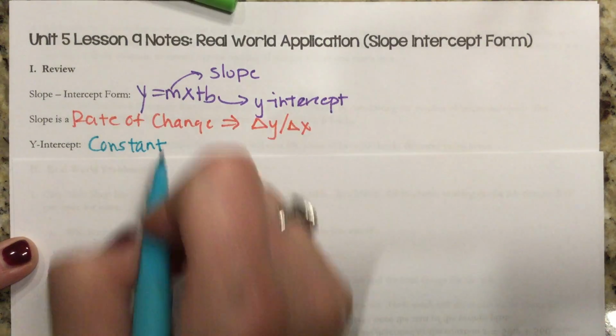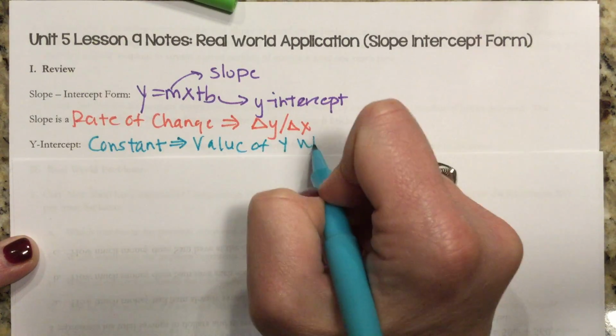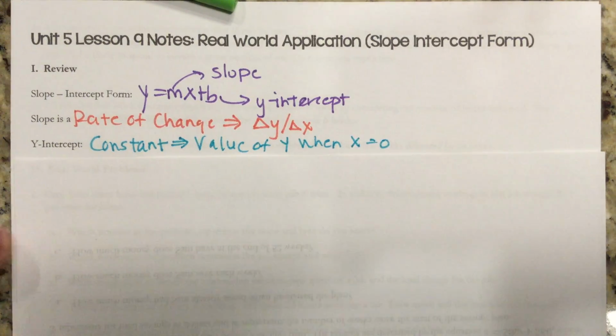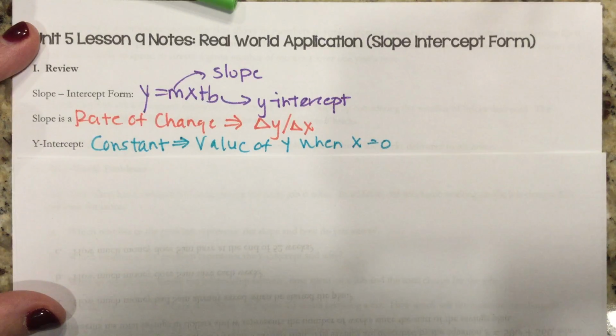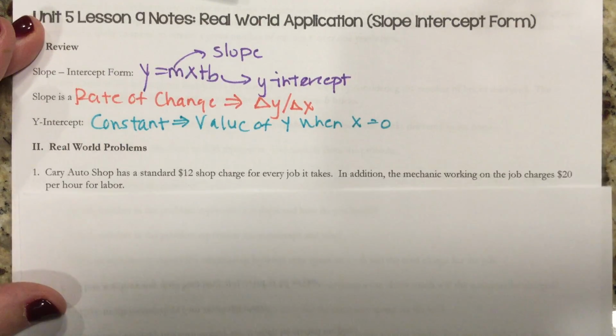When we look at our y-intercept, recall that that is the value of y when our x value is equal to 0. That's going to be important in a few minutes. All right, so let's look at our first real-world example.